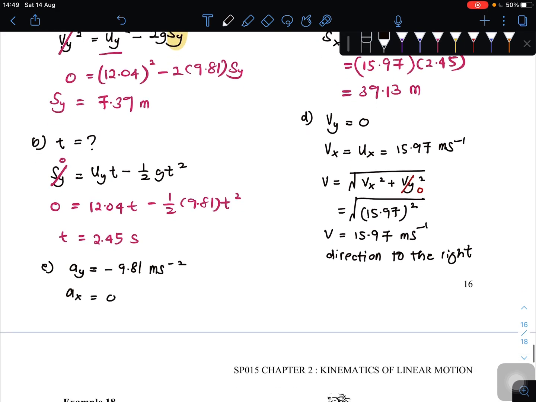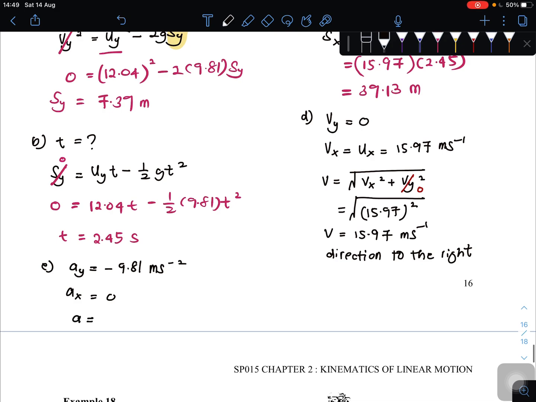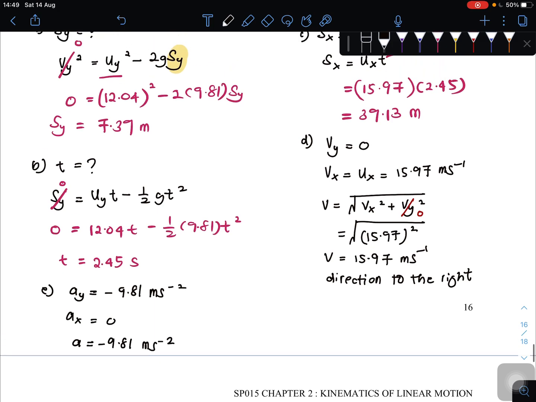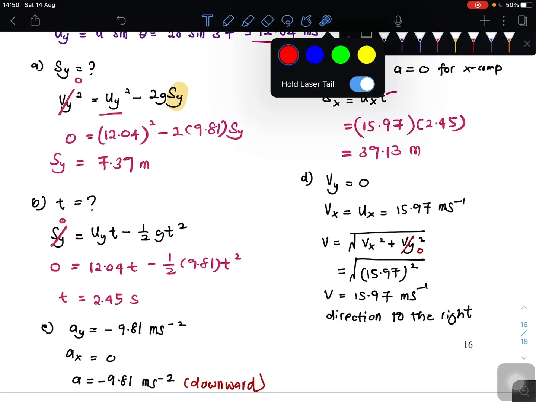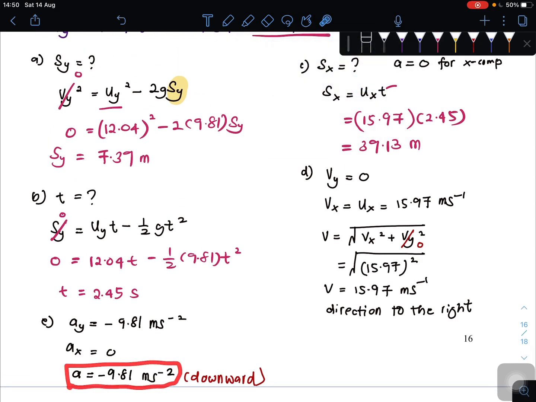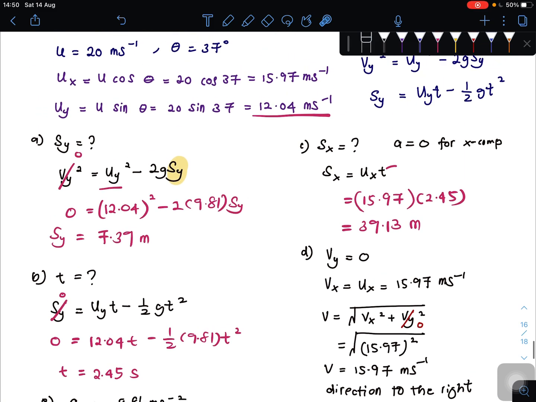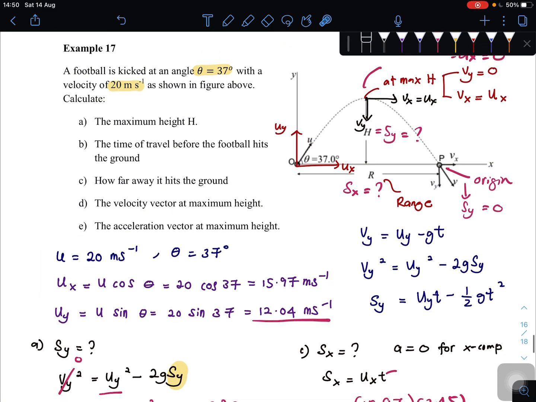So the direction here, so you can say the acceleration is 9.81 meter per second square. Okay, don't forget the negative. And the direction, since it is negative, it is going downward. Okay, always set the magnitude. Ni adalah magnitude. Okay, ni adalah Y component, X component. And then you need to find the magnitude and the direction. Okay, boleh? Okay, so that's all for example 17.